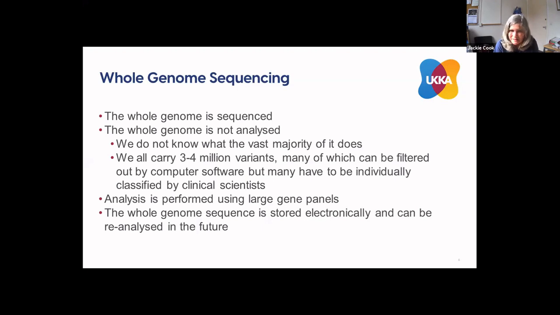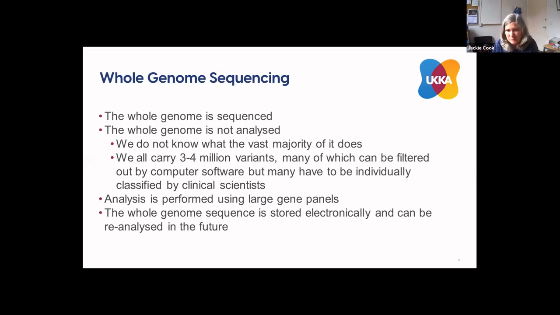What that means is that doing a whole genome sequence is a one-off event, and you can come back to it in the future to reanalyse other genes, and use it as a research tool as well if you're looking for new genes that cause cystic disease.